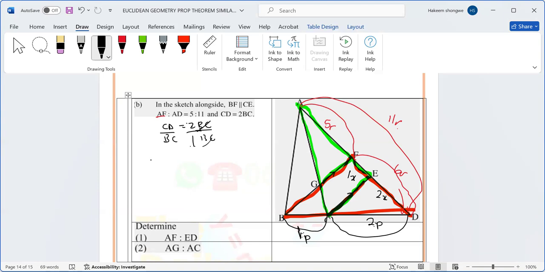Because that one was not there, I'm bringing it in, it's new. I'm going to tell them that we have CD all over BC, which is going to be ED all over EF. And then you said I should use the proportionality theorem. Let me use the theorem for the first time, because we have BF parallel to CE.